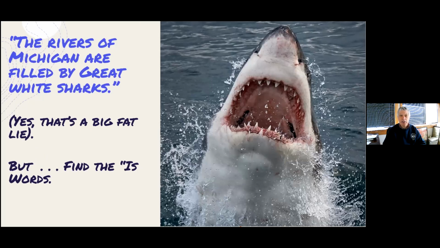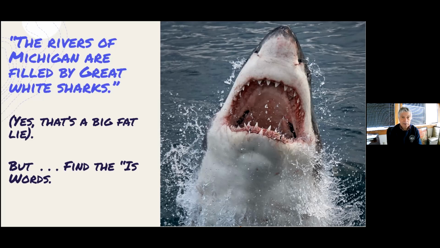The rivers of Michigan are filled by great white sharks. Okay, that's a big fat lie, but hey, that's all right. It's a grammatically correct sentence, I think. I'm not an English major, but where's the is word? The rivers of Michigan are filled by great white sharks.